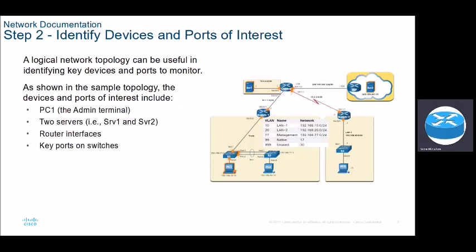And so identify devices and ports of interest. A logical network topology can be useful in identifying key devices and ports to monitor. As shown in the sample topology, the devices and ports of interest include PC1, the admin terminal, two servers, router interfaces, and key ports on switches.